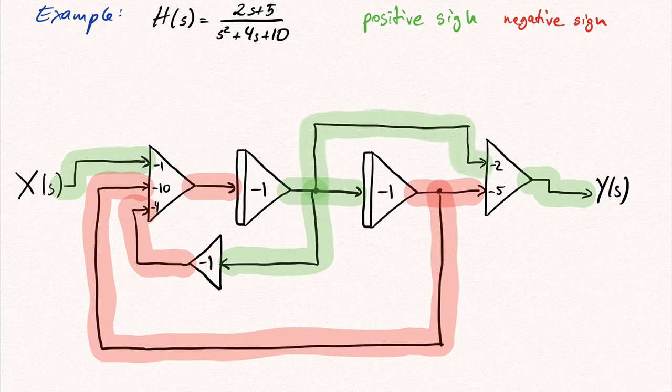Since the sign of the output signal is flipped again by the second summer, we want the input signals to the second summer to have negative signs. To flip the sign, we need to add another inverting amplifier with gain -1.